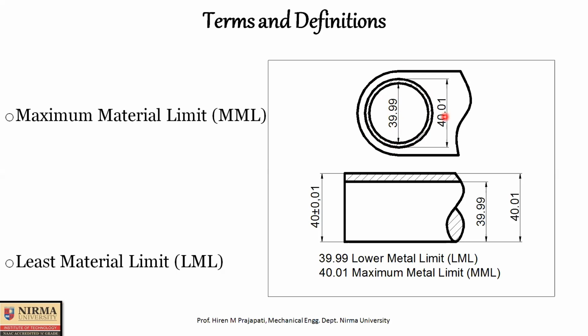Now the same, if we try to understand for the shaft feature, meaning an external feature, this is the shaft. So similarly here also the same tolerance zone, same limits. The lower limit of the shaft is 39.99, and the upper limit of the shaft is 40.01.